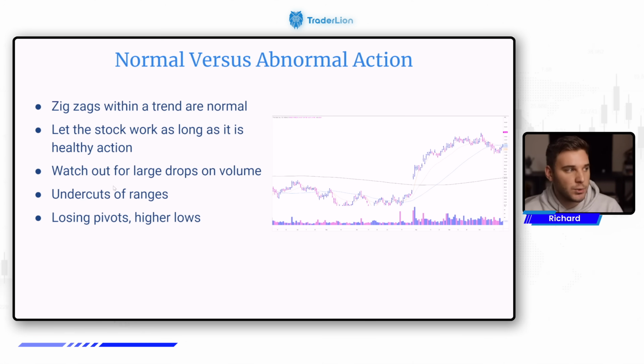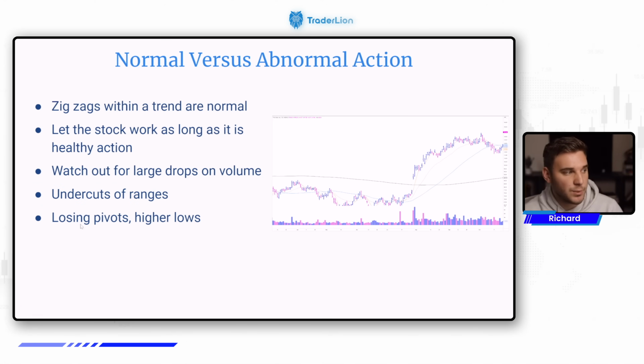So what you want to do is watch for red flags or caution signs like large drops on volume. As I said, if the stock drops and reverses completely on larger volume than the initial breakout, that's a sign that I would take to get out of the position, because likely it's not going to work. Likely that's institutions selling into that liquidity. We've also got undercuts of ranges. So if it fails that pivot, that's definitely a potential violation.